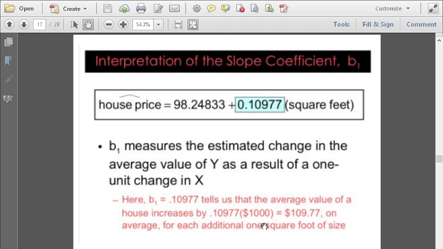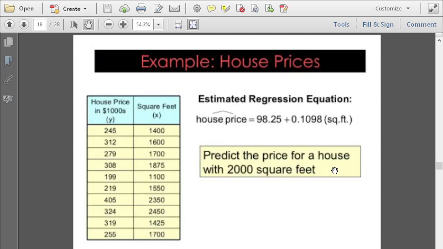B sub 1, that is the 0.10977, measures the estimated change in average of value of y as the result of 1 unit change in x. So, you can interpret that this way. Here, b sub 1 is equal to 0.10977 tells us that the average value of the house increases by 0.10977 in every $1,000, which is equal to $109 on the average for each additional 1 square foot of the house size.